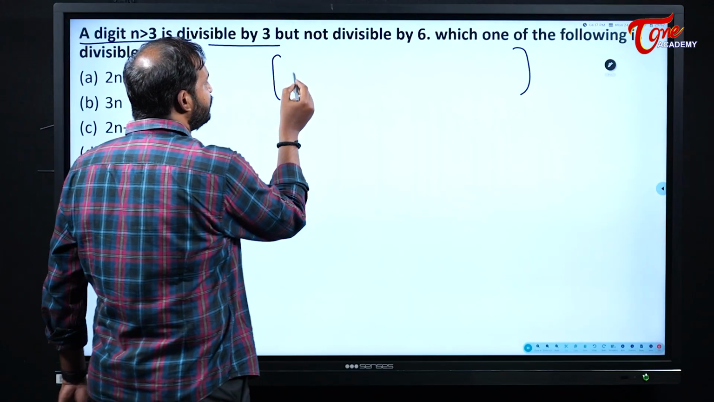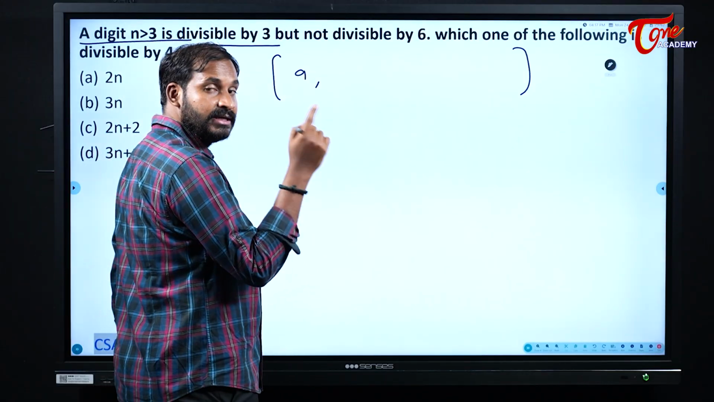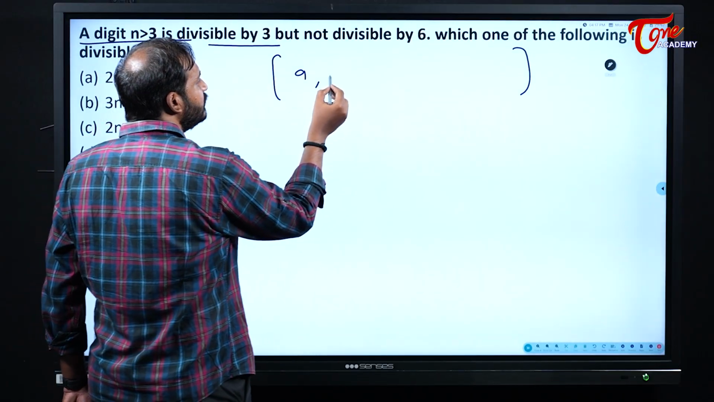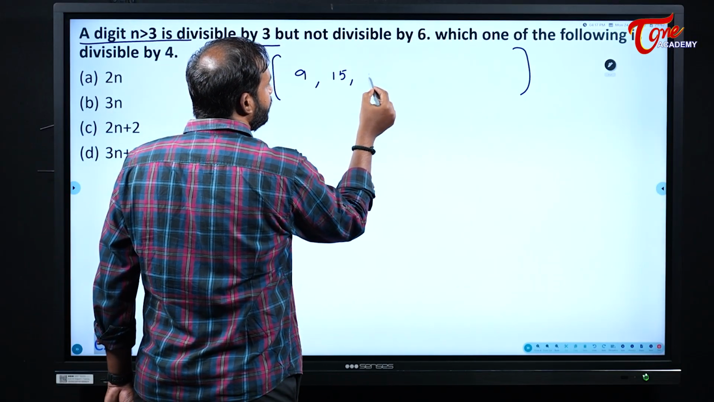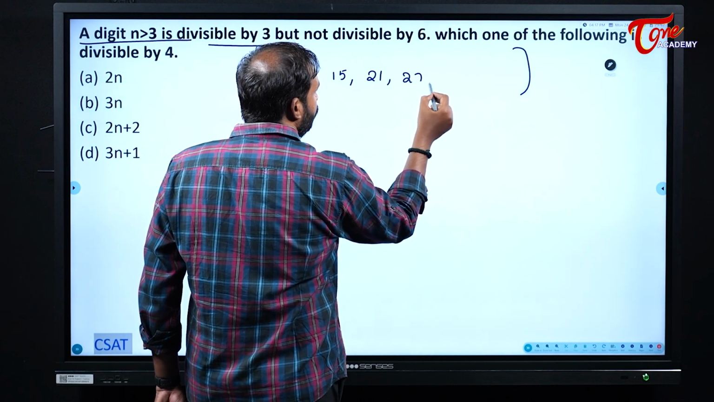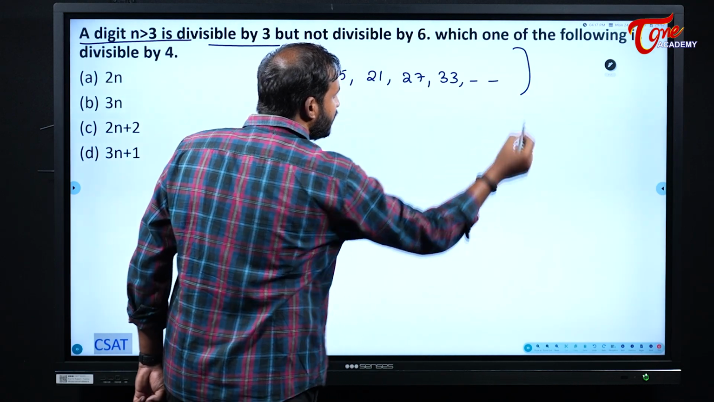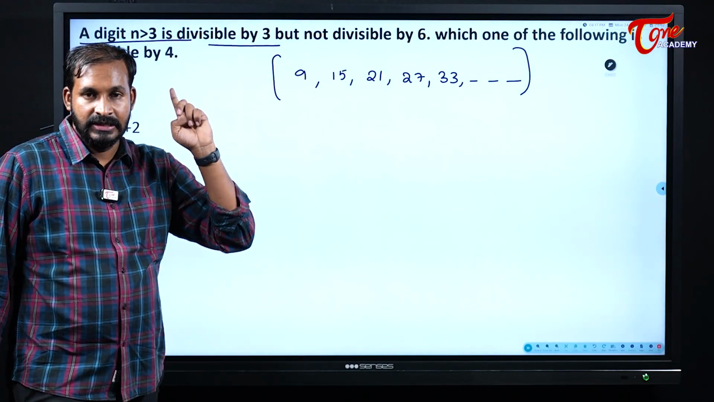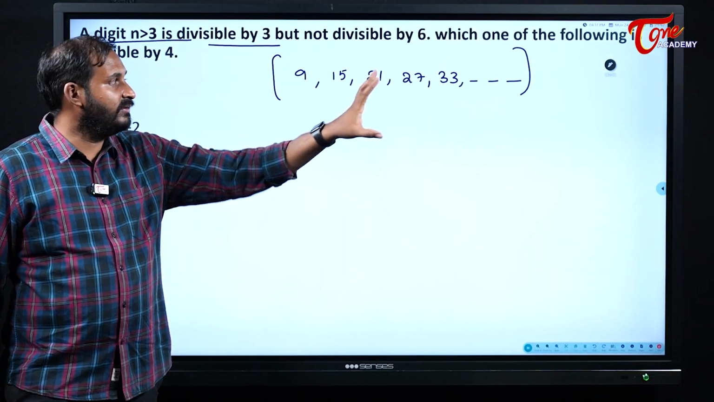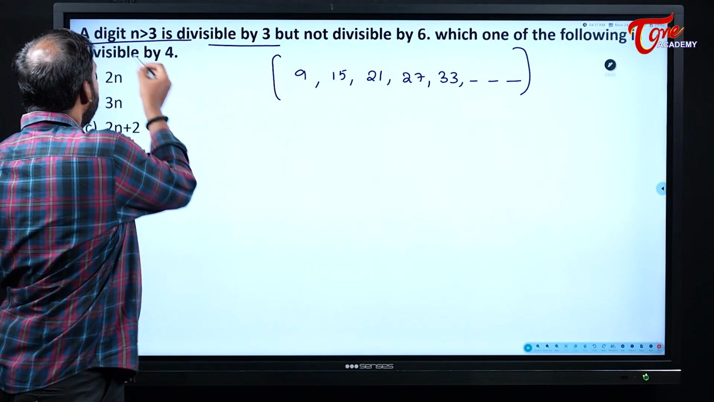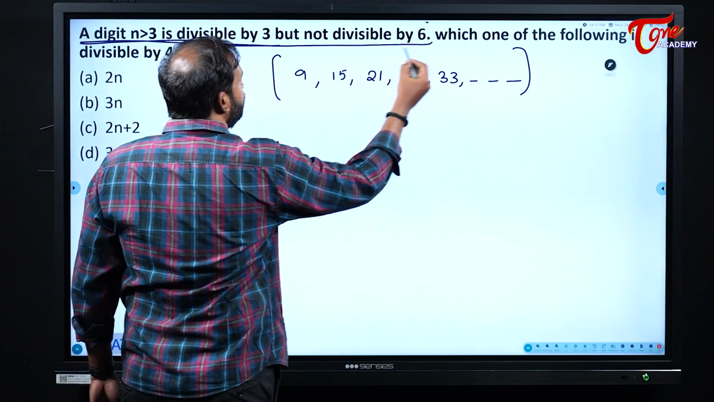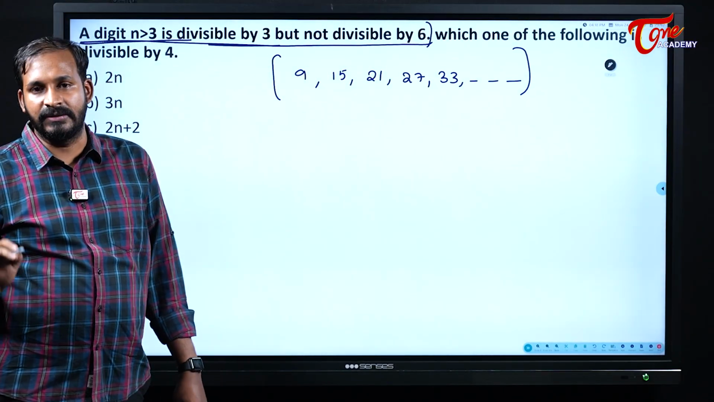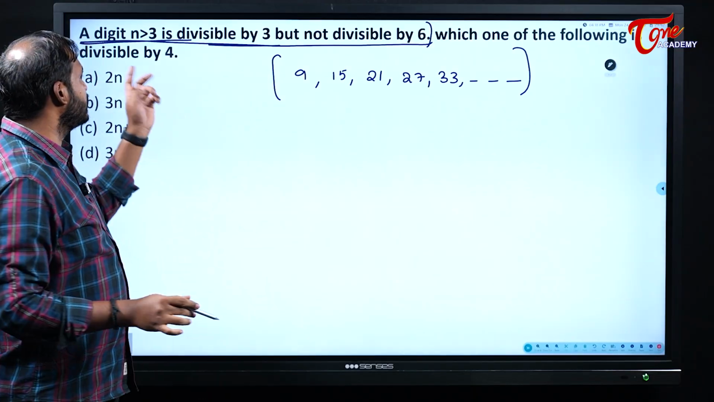So what are the odd multiples? The first odd multiple is 9, greater than 3. 3 is also a multiple. 3, 9, 15, 21, 27, 33, like this, these are the numbers divisible by 3 and not divisible by 6. Odd multiples of 3 will become our set here. From this, our set will become 9, 15, 21, 27, 33 and so on. All odd multiples of 3 except 3. Why? Because n should be greater than 3.